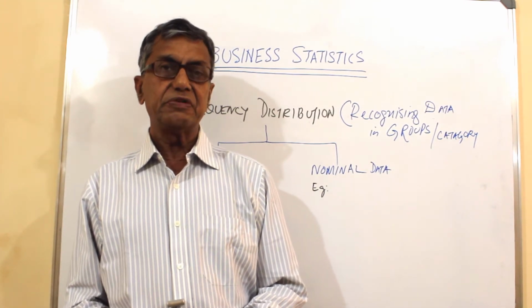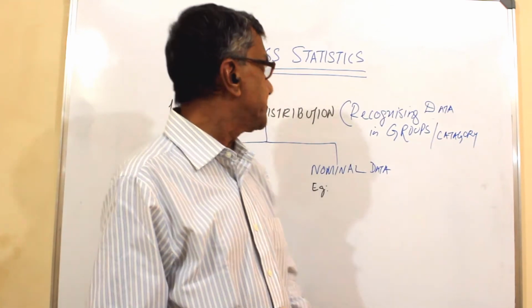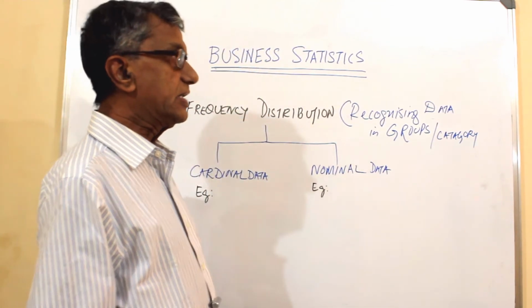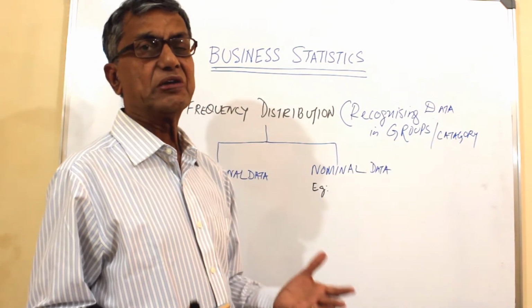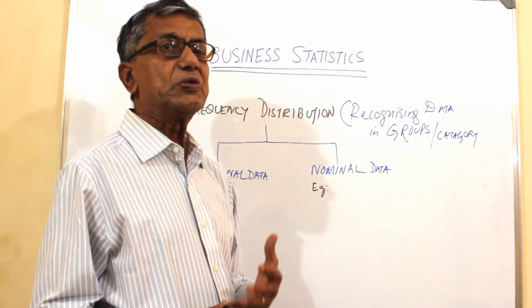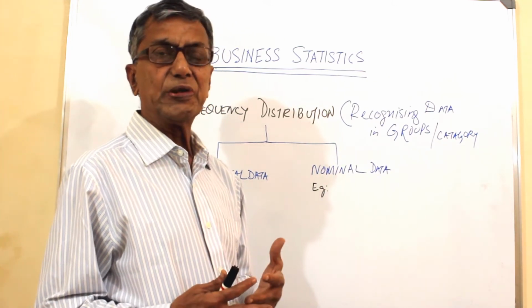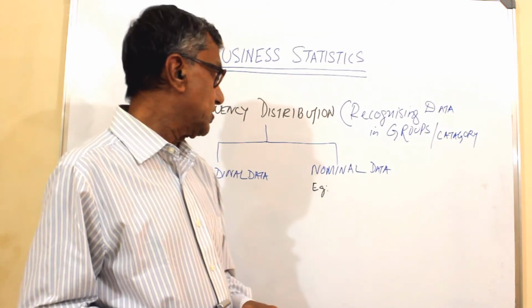In this session, we will talk about frequency distribution. Frequency distribution is recognizing data in groups or categories. You have a set of data points. You need to group them, and then you will be in a position to understand how the data presents itself.